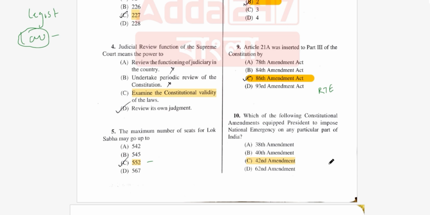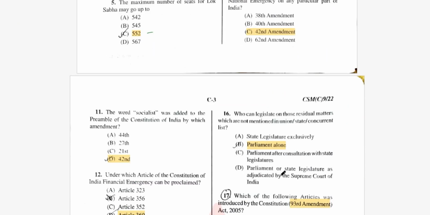Next, question number 10. Which of the following constitutional amendments empowered the President to impose national emergency on any particular part of India? That is the 42nd Amendment. Okay, the President is being given the power. Next question: the word socialist was added to the preamble of the Indian Constitution by which amendment? That is also 42. The 42nd has many more constitutional provisions; this is called the mini constitution. This is also called the mini constitution.